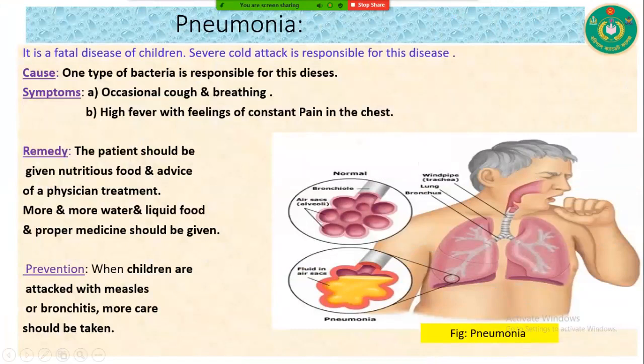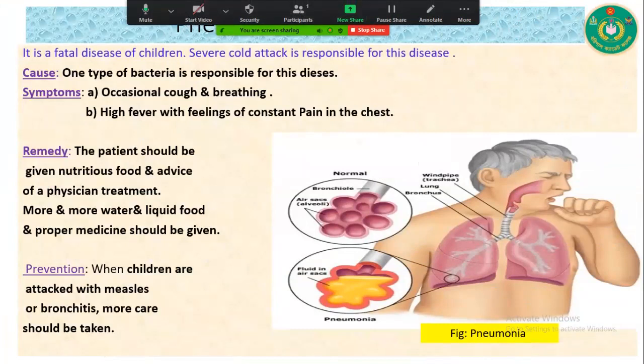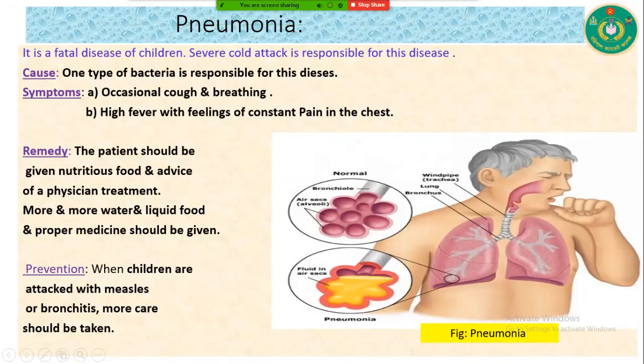Okay, boys. Now we discuss pneumonia. It is a viral disease of children. A severe cold attack is responsible for this disease. One type of bacteria is responsible for this disease.